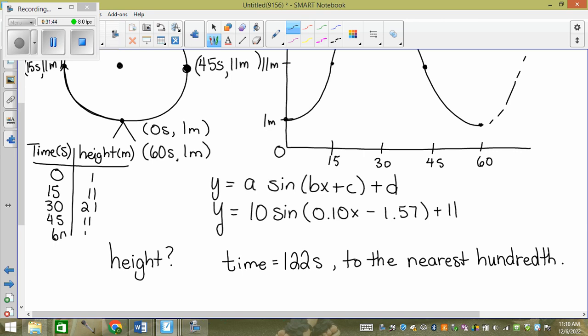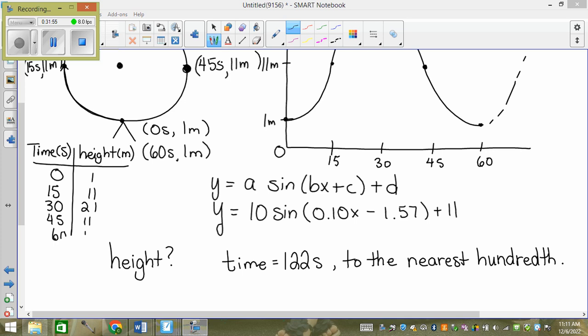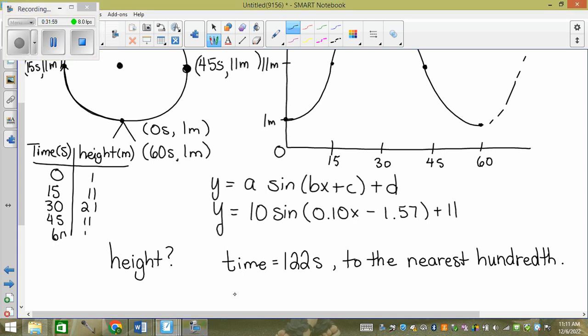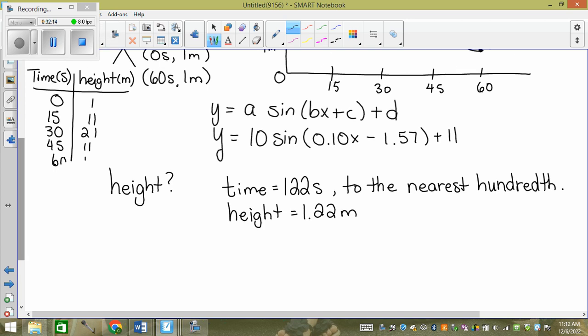If it errors you, what's your problem? Your graph's not big enough. Everyone figure it out. Nearest hundredth is how many decimal places? 2. It's 2. So you should be getting a height of what? Of 1.22 what? Meters. Now, paying attention. This is periodic.